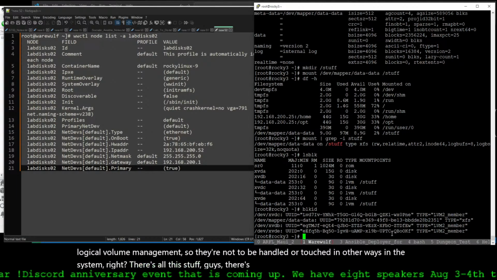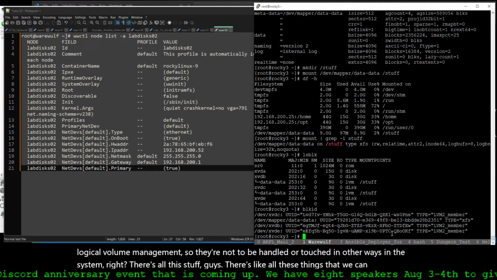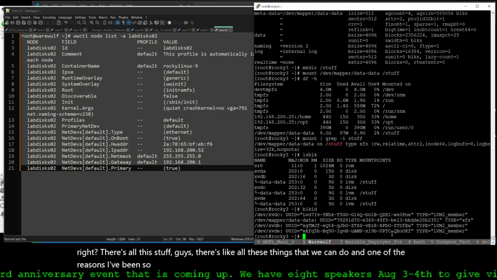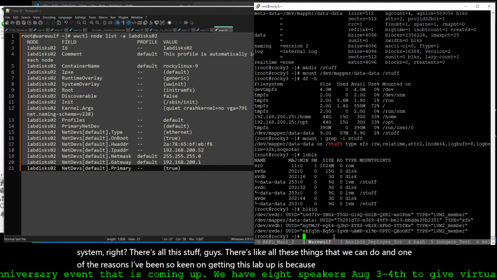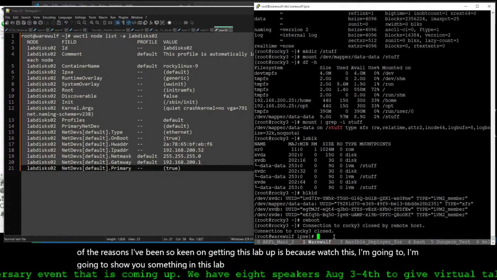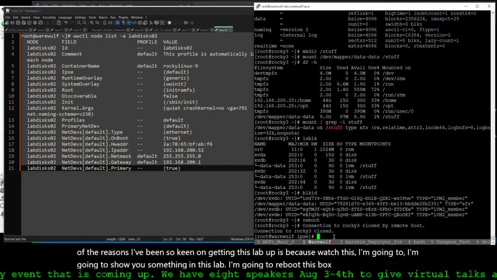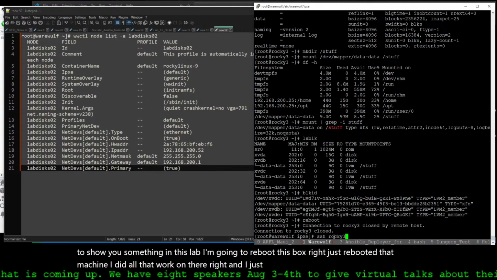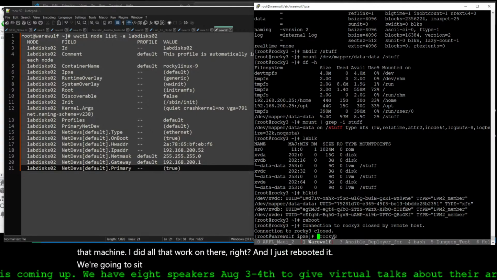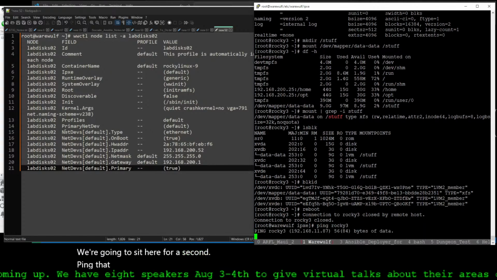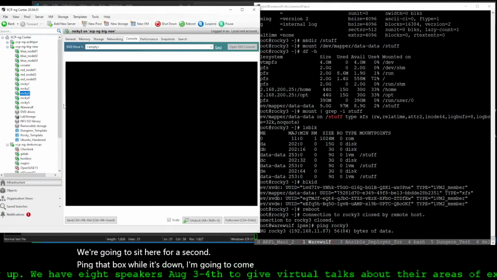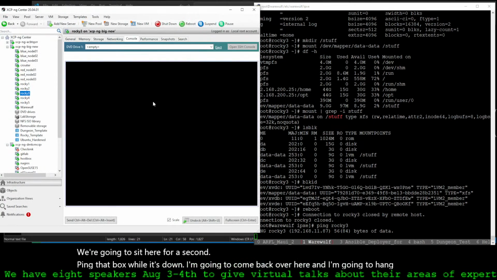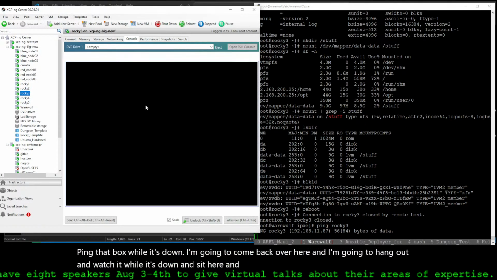There are all these things that we can do, and one of the reasons I've been so keen on getting this lab up is because, watch this. I'm going to show you something in this lab. I'm going to reboot this box, right? Just rebooted that machine. I did all that work on there, and I just rebooted it. We're going to sit here for a second. I'm going to ping that box while it's down, and hang out and watch it while it's down, and drink my water a little bit while I talk to you guys.